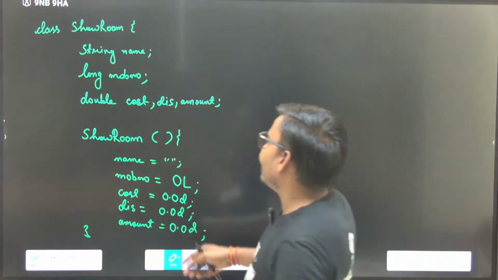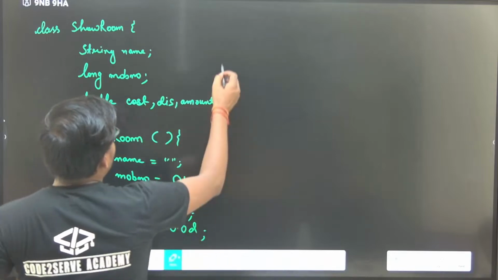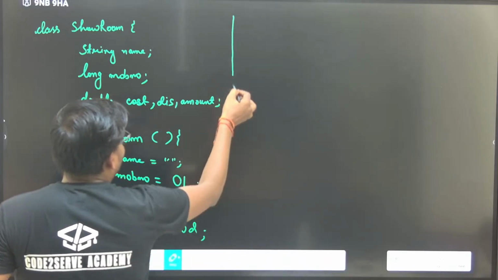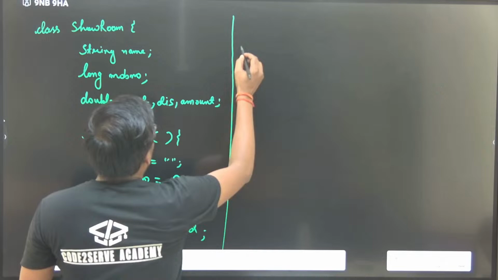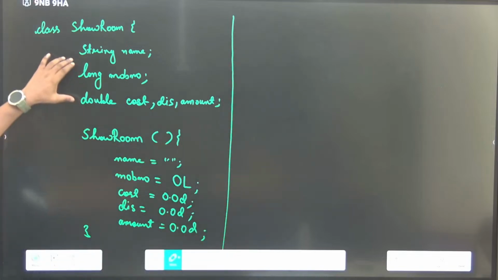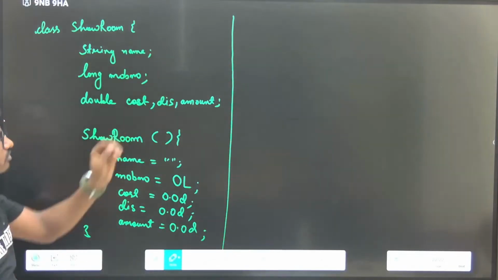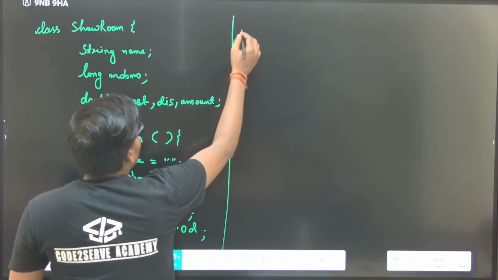So I'm continuing over here again. We'll create one member method. So this is a continuation. Okay. So what will we write?